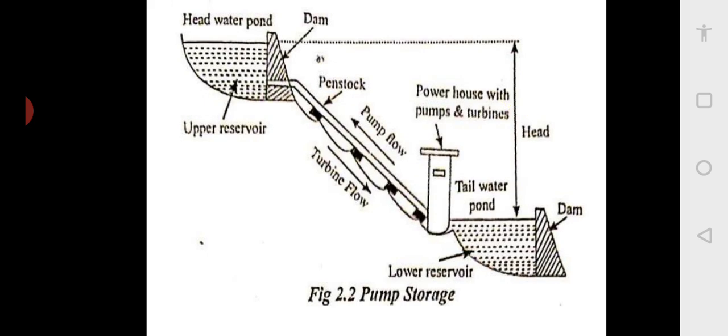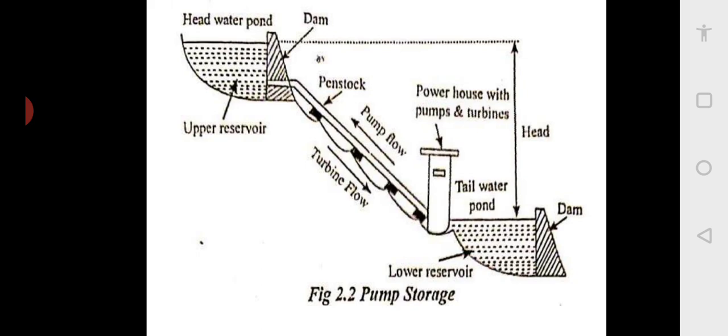Now we shall see the pump storage. You can see how simple it is. In pump storage, you have an upper reservoir at a height, say 50 meters, 100 meters, then you have a lower reservoir. The head may be around 50 to 100 meters. There is a penstock, a pipe which connects the upper reservoir to the powerhouse. In the powerhouse there are hydraulic turbines and pumps, as well as a generator.